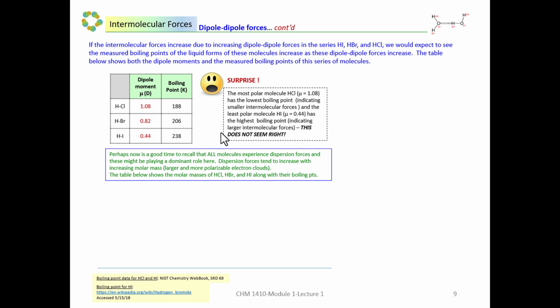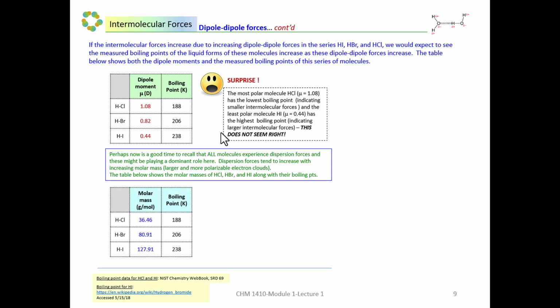The table below shows the molar masses of these three molecules along with their boiling points. Now, this table makes sense. The lightest molecule, the one with the smallest molar mass, has the lowest boiling point. The one with the highest molar mass has the highest boiling point. That makes perfect sense. So, what's going on?